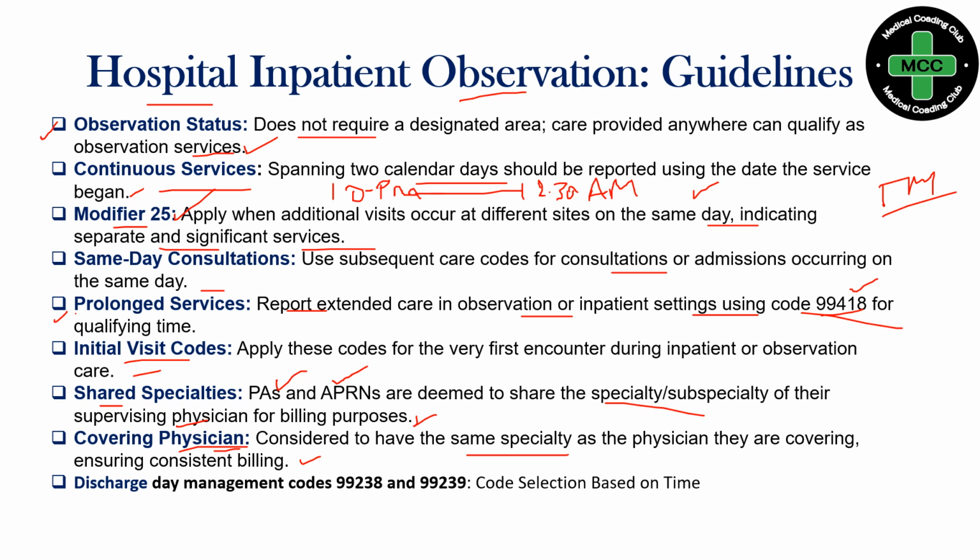And then discharge day management codes 99238 and 99239. These codes are based on time. So first day after coding initial and subsequent, and for the longer stays, like when a patient is getting discharged, IP discharge, we have to utilize these codes to bill the discharge summary. Okay, so we have to check time, and based on that we have to utilize. So we'll see all the codes and we'll understand.